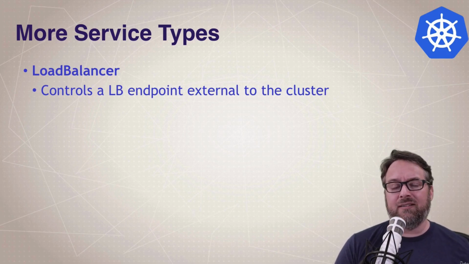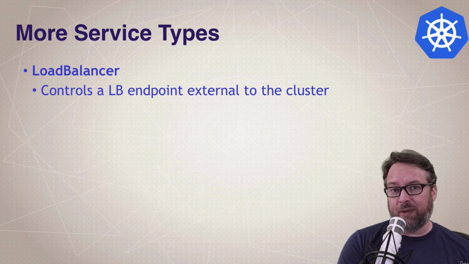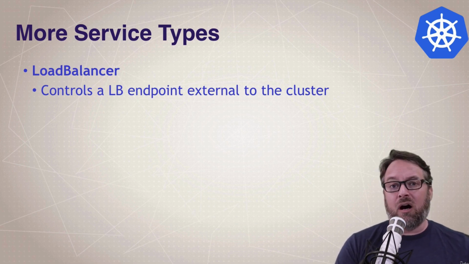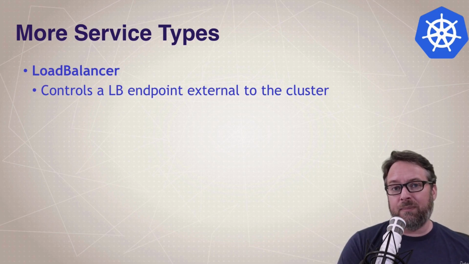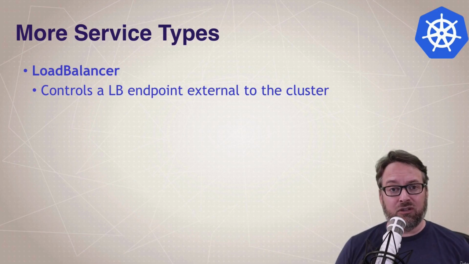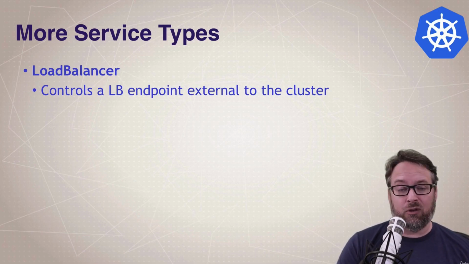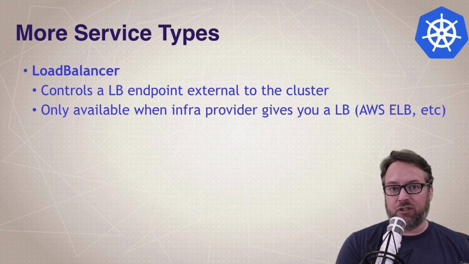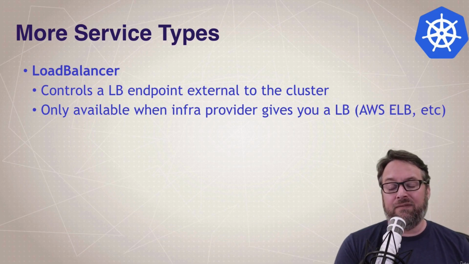What you're doing here is, in the background, when you create this load balancer, it's going to automatically create the cluster IP and node port so that those are available. And then it's going to talk to the external system. Maybe it's an AWS load balancer or some other cloud vendor. Basically, these are going to come from your infrastructure providers, and they will allow Kubernetes to talk to them through some remote API and configure them for you.